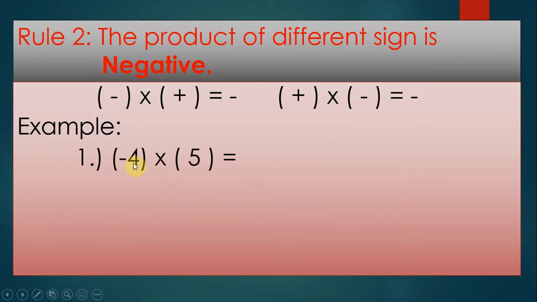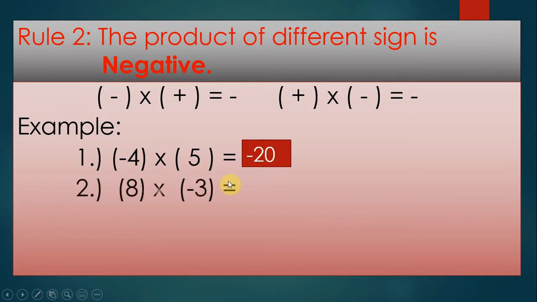Number 1. What is the sign of 4? Negative. What is the sign of 5? It's positive. So they have different sign. Therefore, its product is negative. The sign is negative. Then you multiply 4 times 5, it's 20.